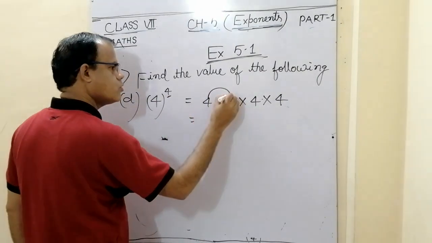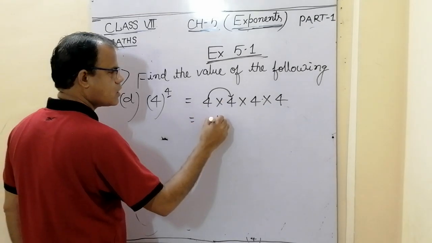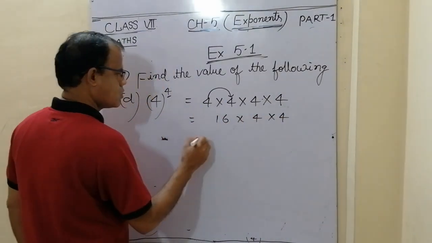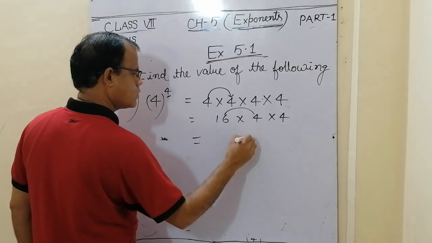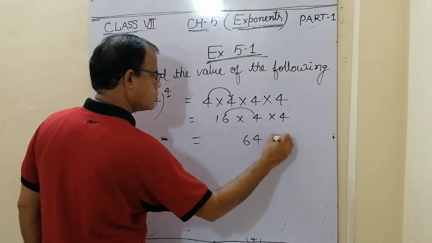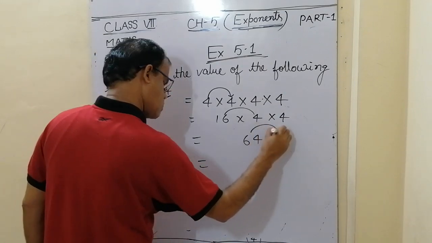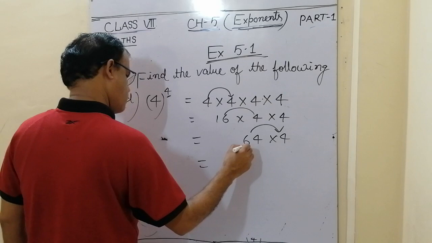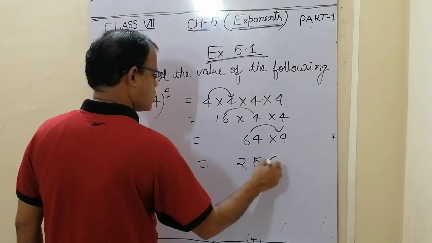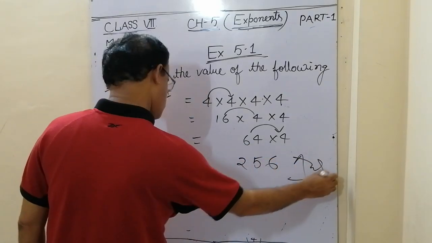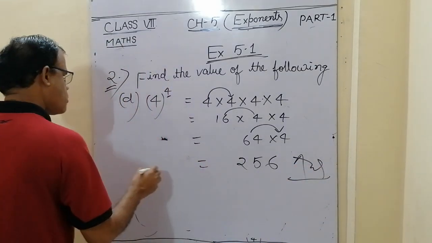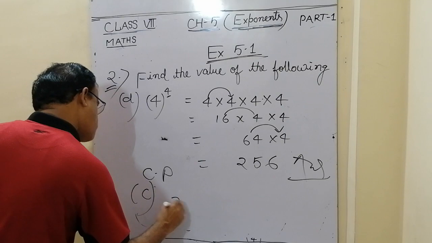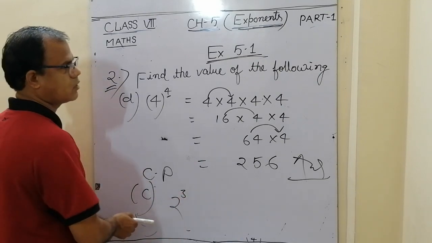So first you multiply this. 4 fours are 16, multiply 4, multiply 4. Now this number 16 multiplied by 4 is 64. Now 64 multiply 4 becomes 256. So the final answer is 256. You have to solve class practice C part. It is 2 raised to the power 3.